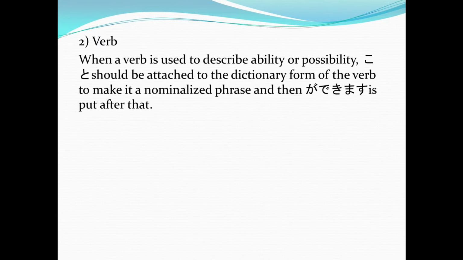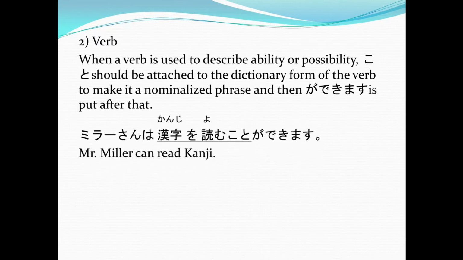Example, ミラさんは漢字を読むことができます. Again, ミラさんは漢字を読むことができます. So Mr. Miller can read kanji. Note how we describe in this sentence that Mr. Miller can read kanji by using 漢字を読むことができます. 読みます in its dictionary form is 読む, and then adding ことができます expresses the ability to read. And then of course, the object of the verb read is kanji.